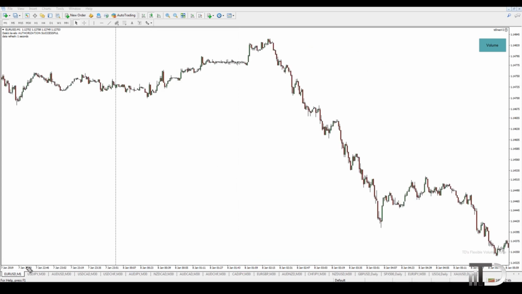Alright, so now I scrolled to the 7th of January and it won't let me go further, so the 1 minute data ends there. So we basically have 4 months of 1 minute data. But for example, if you want to do swing trading, then you would need, for example, 1 year of 1 minute data and not 4 months.